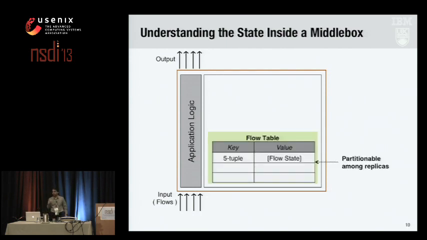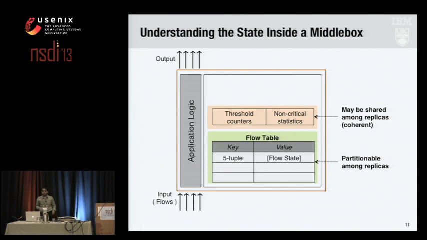So that is solved. Then there's a little bit of state that's problematic, which is the shared state. If you were to have multiple replicas, we have things such as threshold counters, statistics counters, etc. That needs to be kept coherent across replicas. Okay, so we can manage that. And that's about it. This is all we need to care about when you want to scale a middle box.